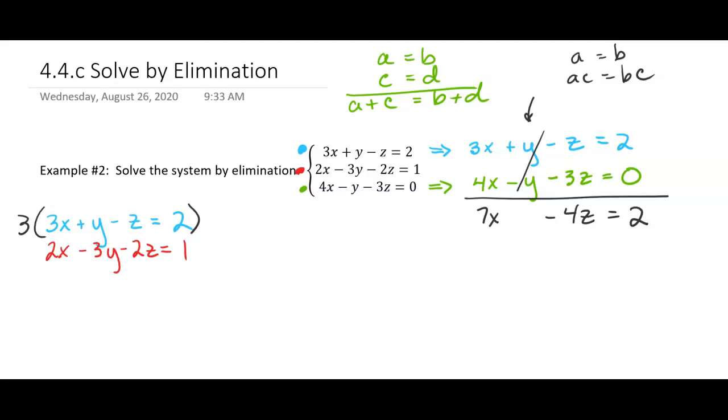Now you might say, well, why are you going to multiply by 3? Well, you kind of have to look ahead a little bit. So see the y's, I'm trying to get those to eliminate because I want an xz equation to go with my other xz equation.